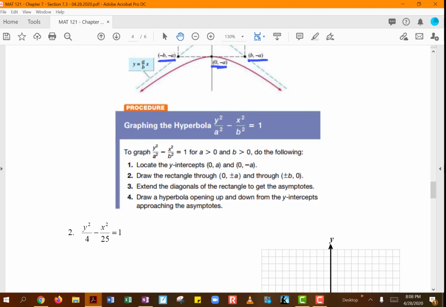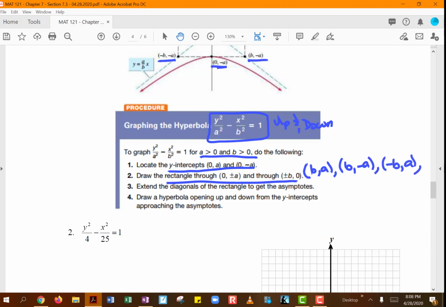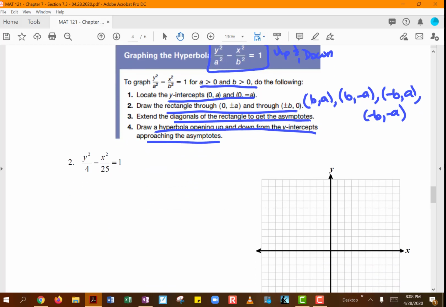Okay, so of course start by first locating your y-intercepts. Again, your a and b values will be positive. This is the equation of our hyperbola that opens up and down. Okay, draw your rectangle through these points, but basically you are looking at b, a, b, negative a, negative b, positive a, and negative b, negative a. These will be the 4 vertices for our fundamental rectangle. Draw your diagonals into the asymptotes, and then of course draw your hyperbola opening up and down through those y-intercepts approaching the asymptote. So let's go ahead and take a look at this example here.